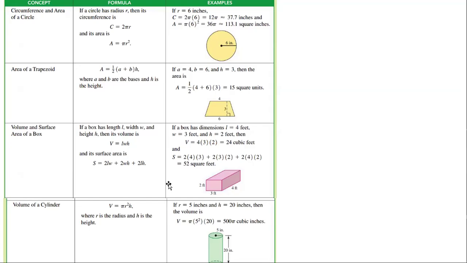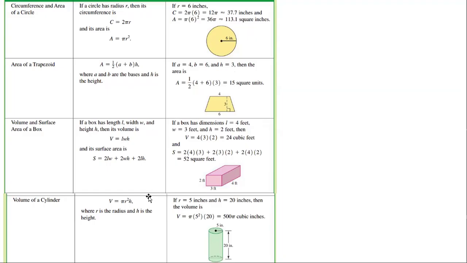And then for the volume of a cylinder, like a soda can or something like that, the inside of the soda can, you use the formula V equals pi r squared times h. In this case, the radius is 5 and the height is 20. You plug it into the formula and you get the volume of this cylinder.